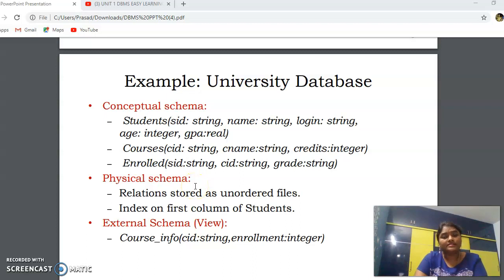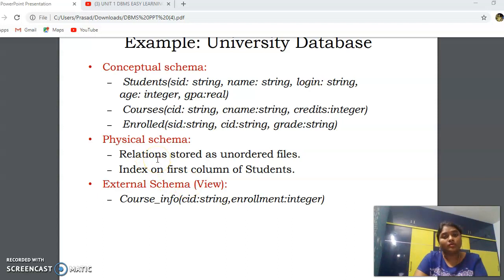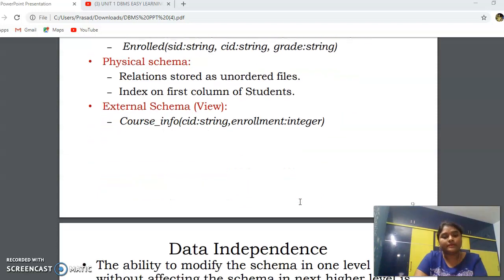Here, as I said, it deals with how data is stored. Here we will be seeing how data will be stored in the form of unordered files, and it maintains an index by taking student ID as the first column, in order, because it will be easy to search the student records. And finally, external schema, that means for the user it is seen like this: course info, only the necessary things will be seen for the user, right?